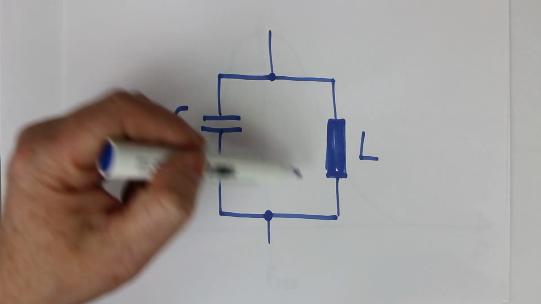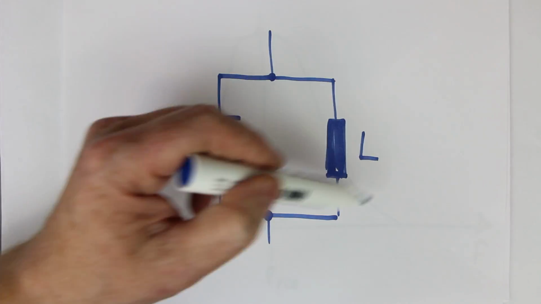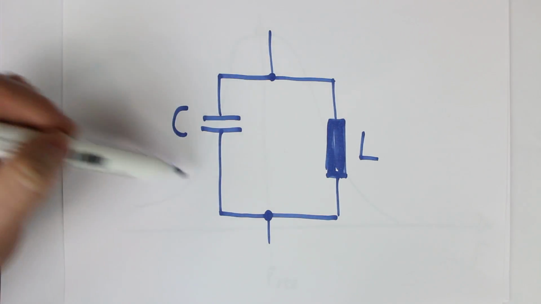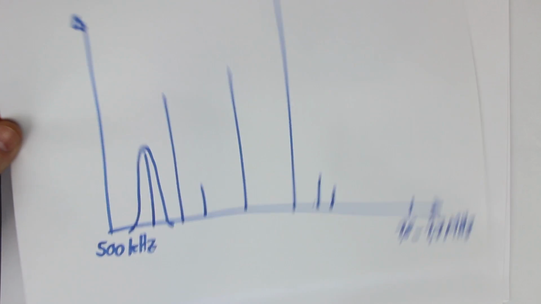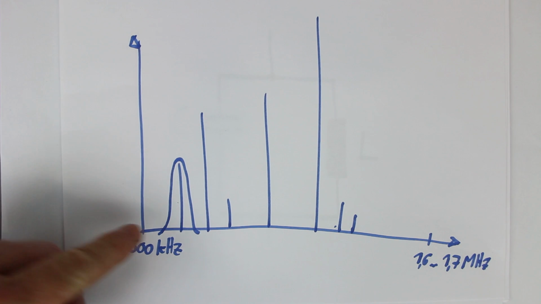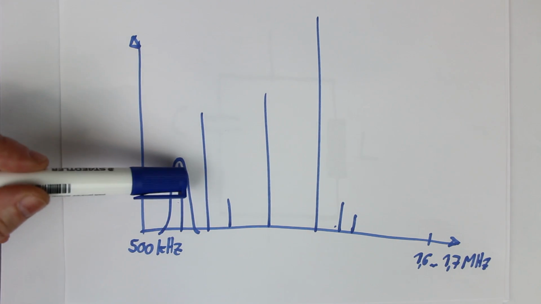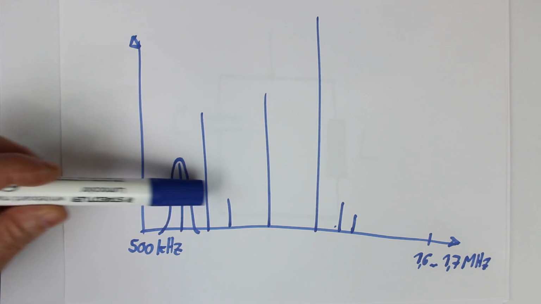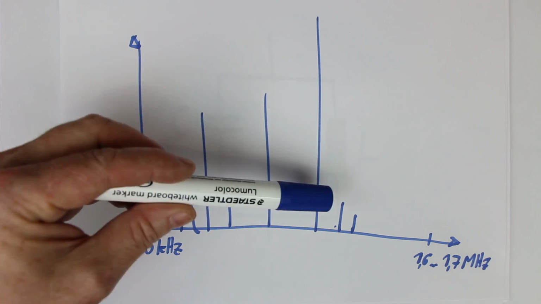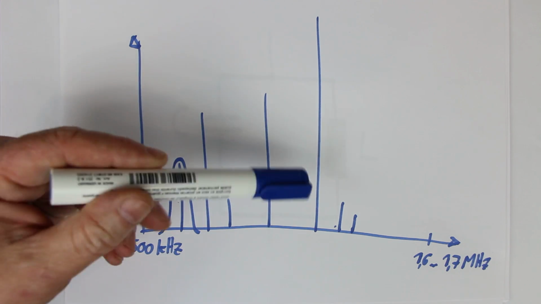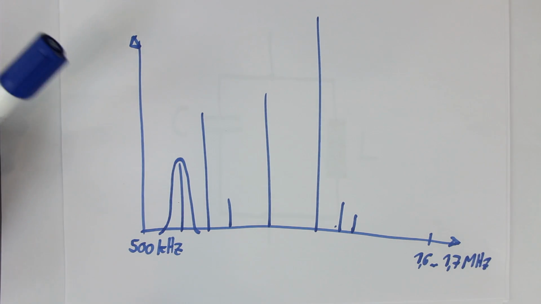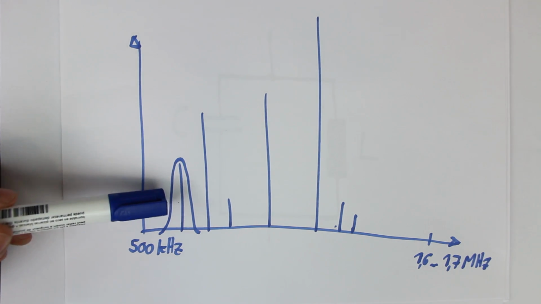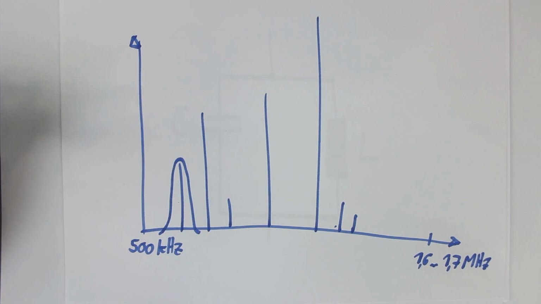We could make the inductor here variable, or we could make the capacitor variable, and if we change one of the two values, then the curve shifts from left to right, depending on if you make it bigger or smaller, and that way we can tune our antenna or our LC circuit to different stations. So that's one of the advantages.